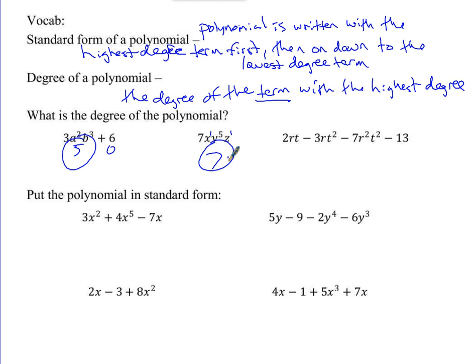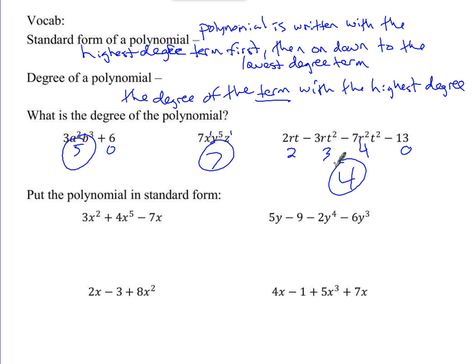How about the degree of this polynomial? 4. What's the degree of this term? 2. What's the degree of this term? 3. What's the degree of this term? 4. What's the degree of this term? 0. Which term had the highest degree? This one did with 4, which makes 4 the degree of the polynomial. Okay? It's just the term with the highest degree. That degree is the degree of the whole thing. You don't add them all together.